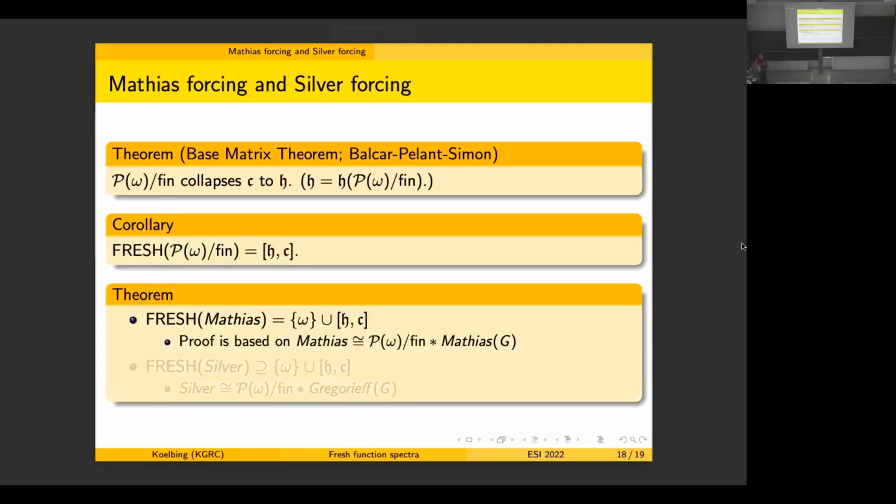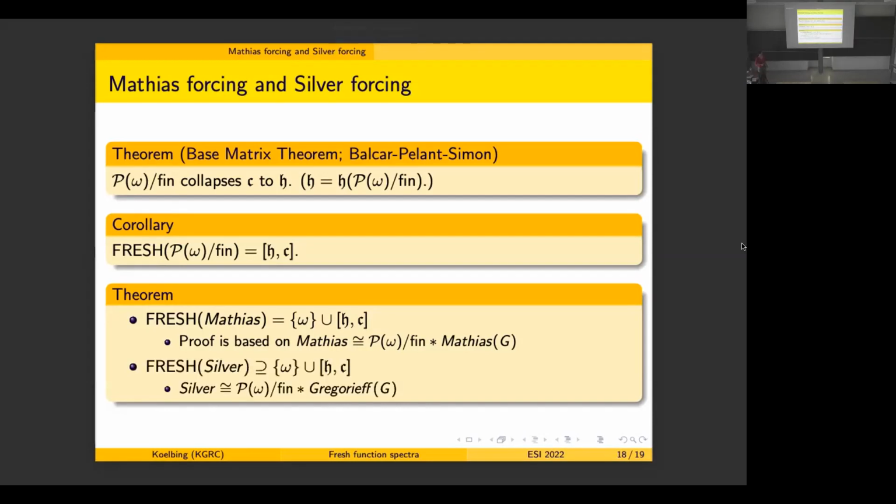And now we can use that Mathias forcing is equivalent to first forcing with P omega mod finite and then Mathias forcing with respect to a filter. So this forcing here gives this interval in the fresh function spectrum. And since the Mathias forcing with a filter is sigma-centered, no cardinals between omega and h come into the fresh function spectrum. And of course, omega is in there because reals are added.